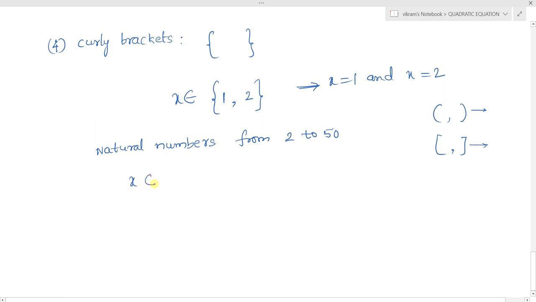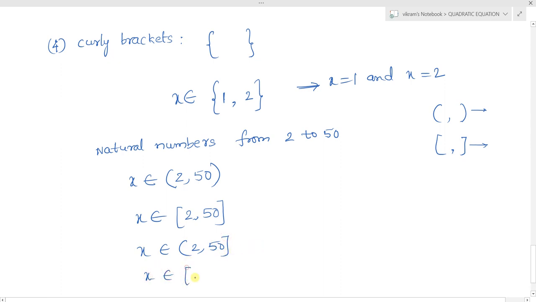Let's consider x as a variable. Does x belongs to open 2, 50, closed 2, 50, half-open 2, 50 or half-open closed 2, 50 represent our required question? Let's check. The first one is open braces at 2 and 50. The question asks for the natural numbers from 2 to 50, which are 2, 3, 4, 5 and so on. A particular value has to be taken. But if we represent it in this manner, it takes all the values between 2 and 50, excluding 2 and 50.